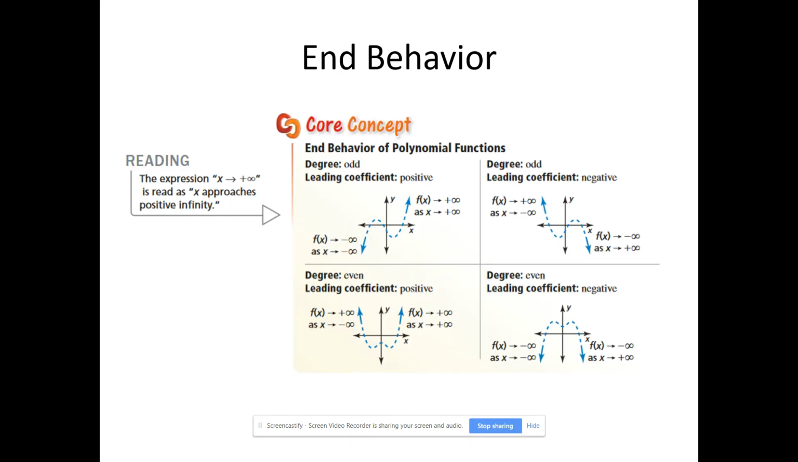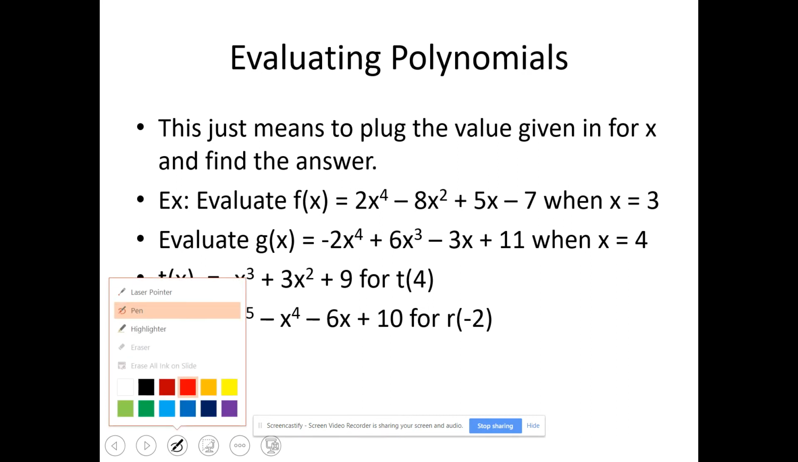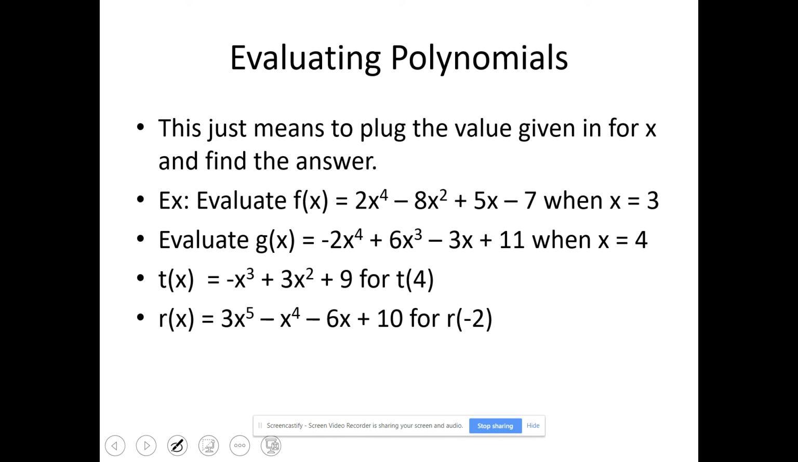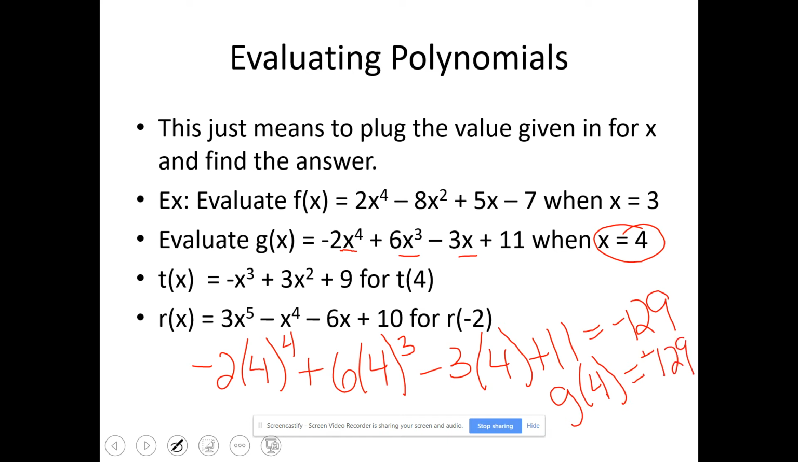Our second example is asking us to plug in 4. Sorry about that. So these 3 x's are going to get a 4. And negative 2 times 4 to the 4th plus 6 times 4 cubed minus 3 times 4 plus 11. Plop all that into my calculator and I get negative 129. So G of 4 is negative 129.